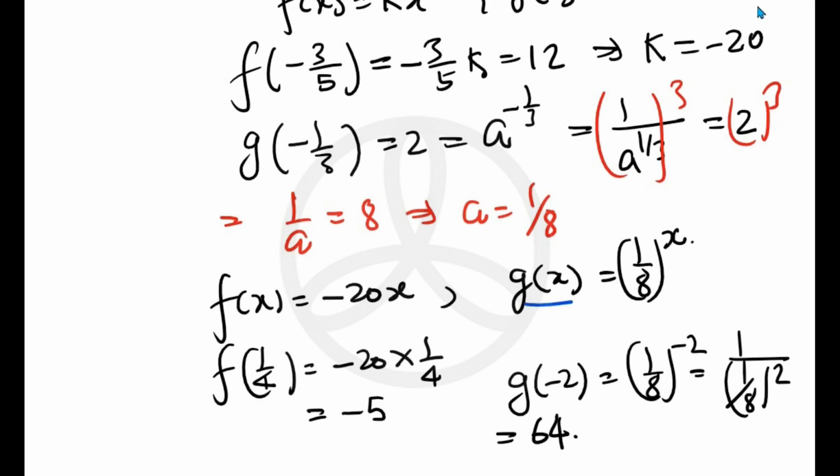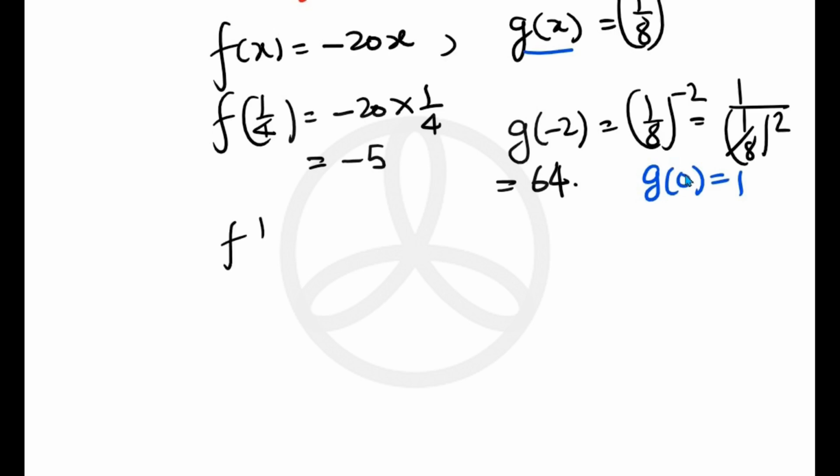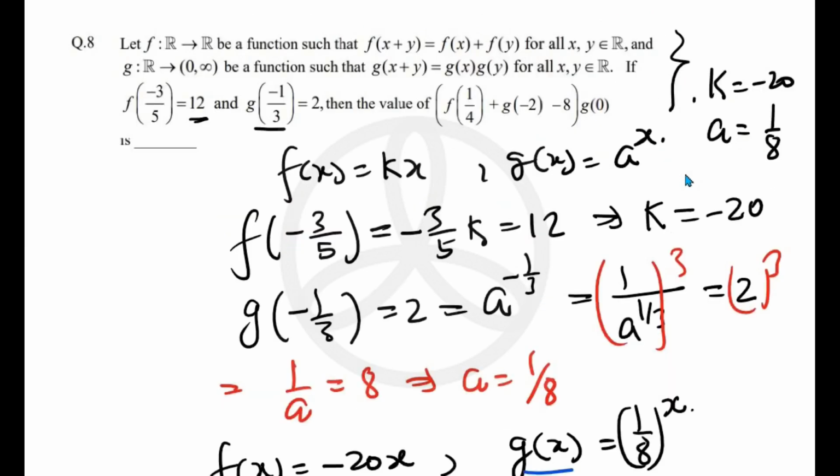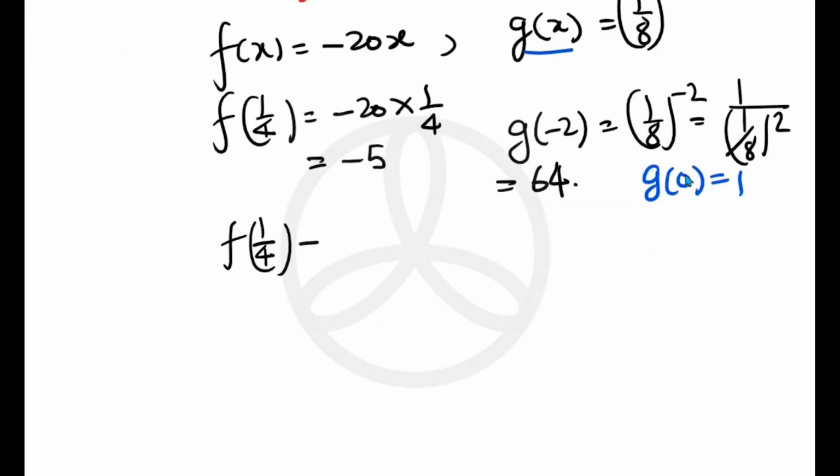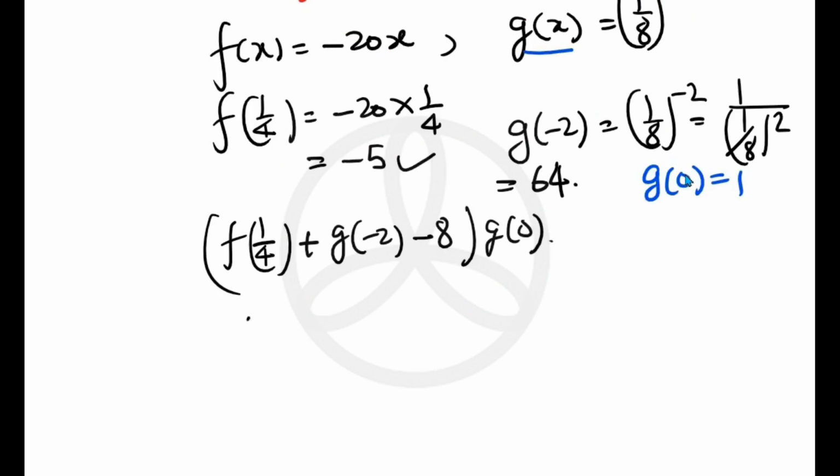g0, the moment we put 0, this will become 1. We have g0 is equal to 1. So first of all we have to find 1 oblique 4 here, minus 5, plus g minus 2, which is 64, minus 8, and g0 we have just computed as 1, so this will become 13, 51.